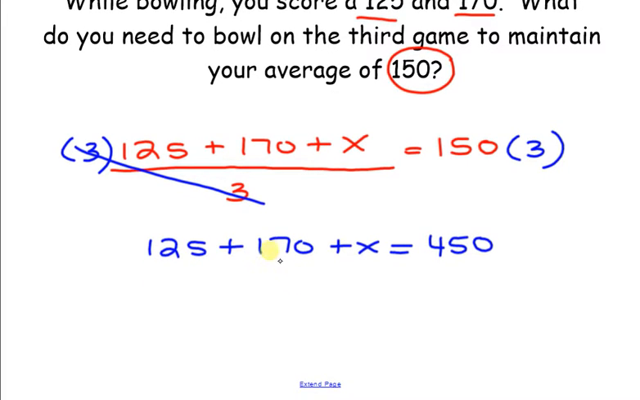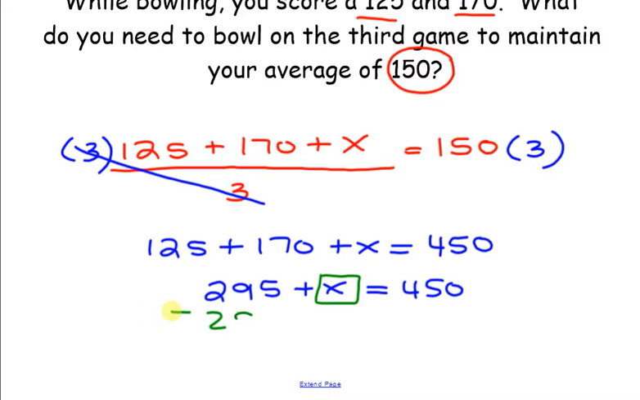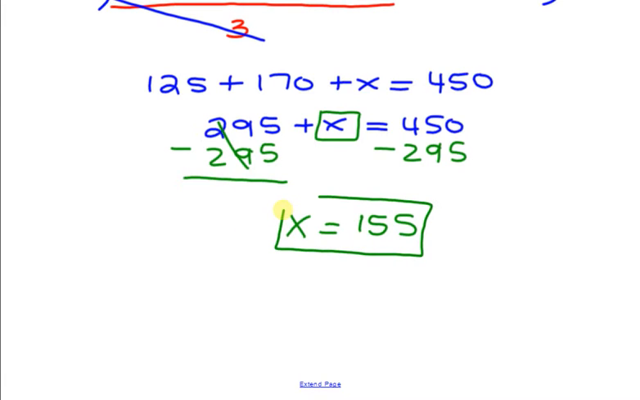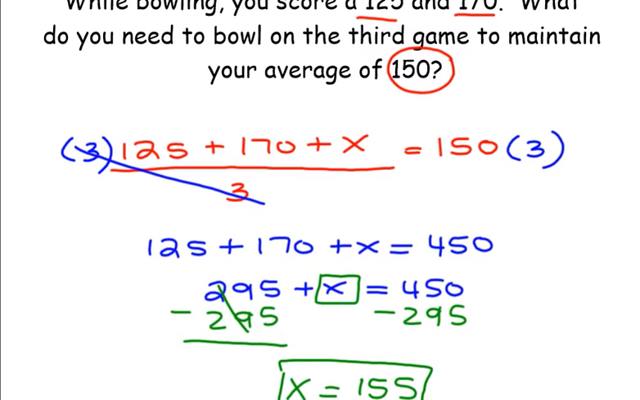I'm going to combine these together. So 125 plus 170, that's going to be 295 plus x equals 450. Now I have a one-step equation. I'm going to box my variable. Minus 295, minus 295. These cancel, and I'm left with x equals, and 450 minus 295 is going to be 155. So my last game, I need to bowl a 155 in order to have an average of a 150.